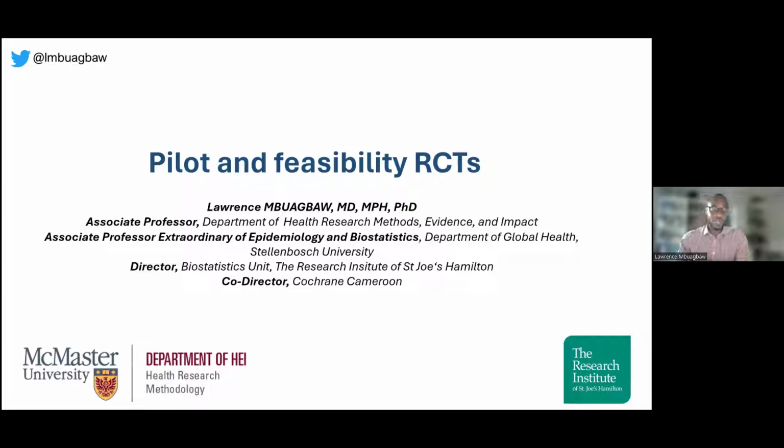It turns out we are currently reviewing CIHR grants, and quite a few of them are pilot RCTs. And there are a number of concerns which we see with these RCTs, and some of the reasons why studies get funded or do not get funded will likely be covered in this talk.